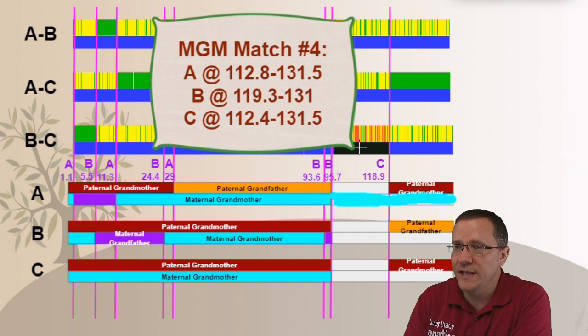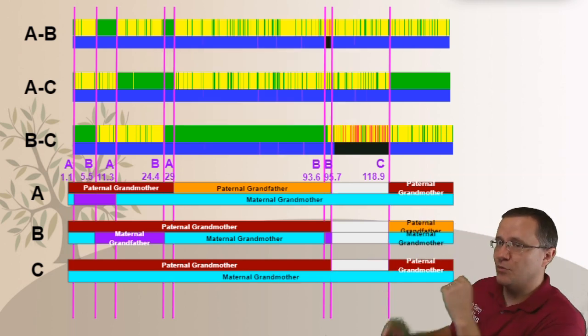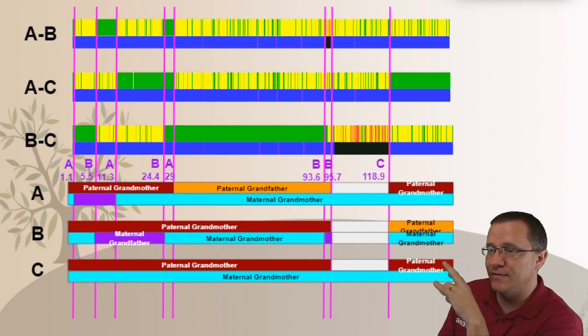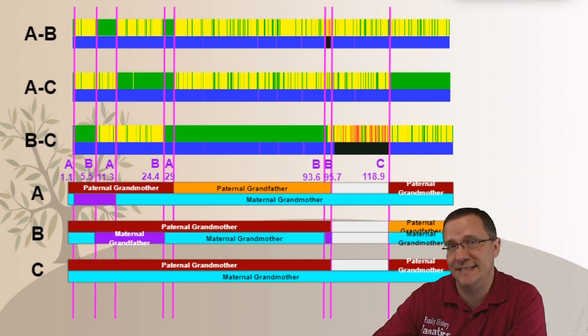B is from 119 to 131. So that actually is just this part right here. And C is 112 to 131. That spans both of them. So I'm going to color that one right there. So this is now what we have. We still have these segments right in the middle that we haven't decided on yet. But we have the other ones already. So we go on to our next step.